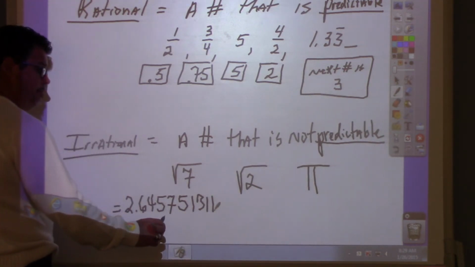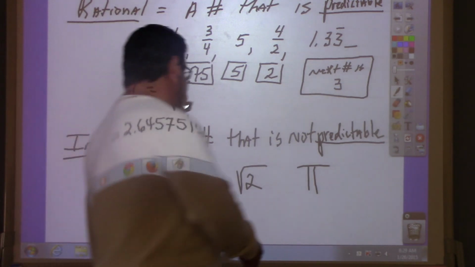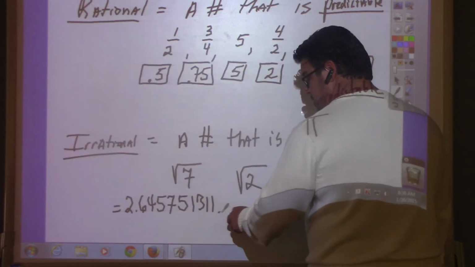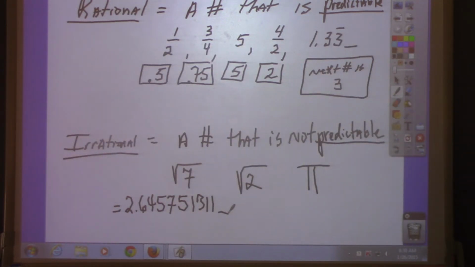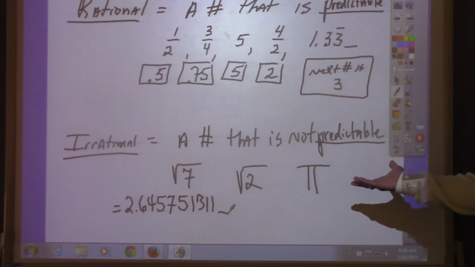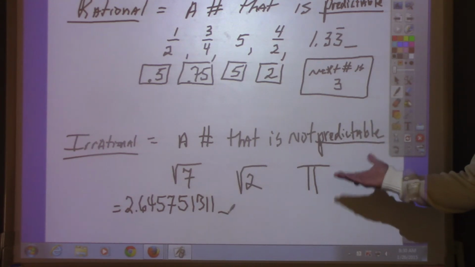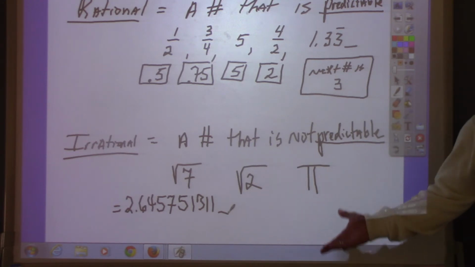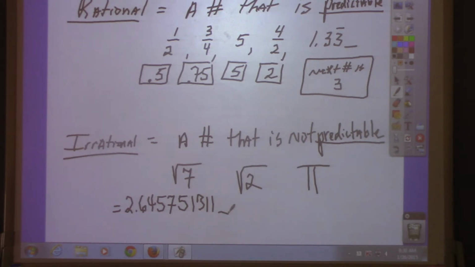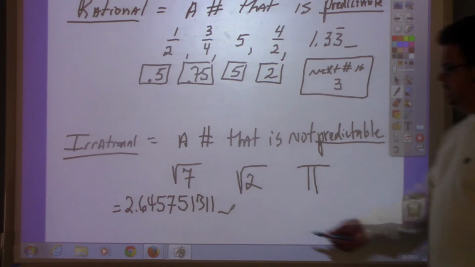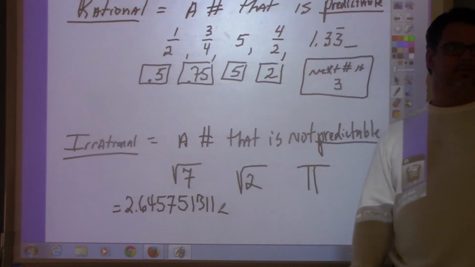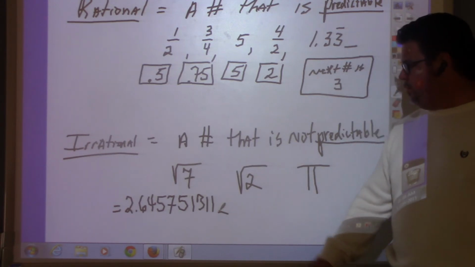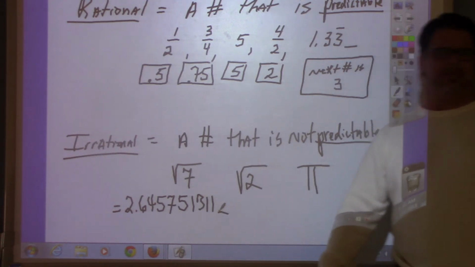2.645713111. That it? Okay, somebody tell me what that next number is. Anybody? Anybody want to put a $100 bill on it? You never know. You don't know unless you actually calculate it. There's no prediction. There is no guarantee that this next number is a 5. There is no guarantee that this next number is a 3.